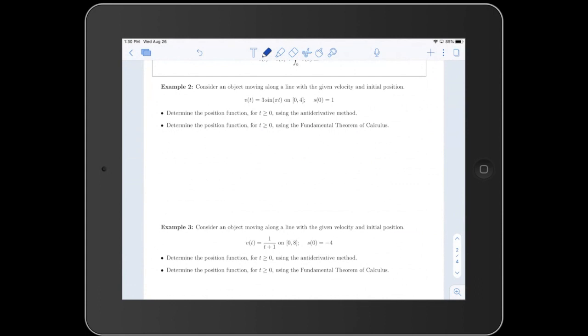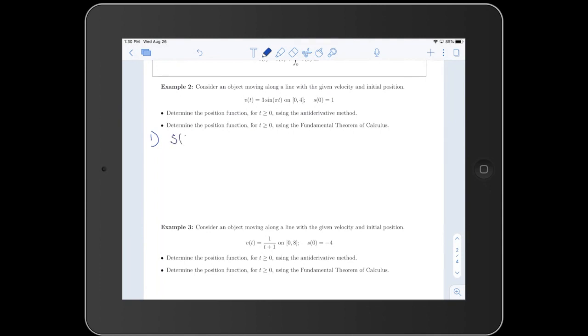Here in problem number 2, they ask us to determine the position function using 2 methods. Okay, so something we've done in calculus 1. And now the second part says determine the position function using the fundamental theorem of calculus, which really is the same type of method, just slightly different notation. Okay, so method number 1, just using the antiderivative. We have the velocity function, we have the initial condition. The position function is just the antiderivative of v, right?